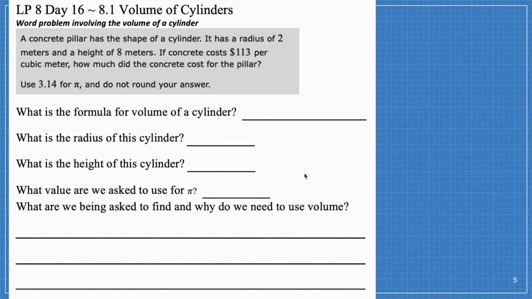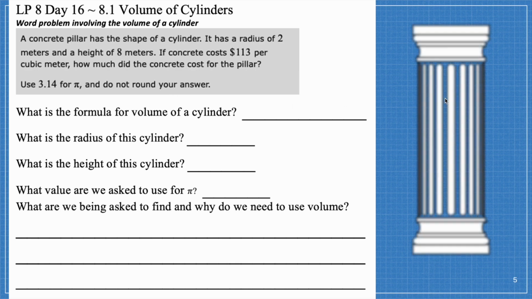All right, so we're going to look at volume of a cylinder again on this one, although it's going to be a word problem this time. A concrete pillar has the shape of a cylinder. It has a radius of 2 meters and a height of 8 meters. If the concrete costs $113 per cubic meter, how much did the concrete cost for the pillar? Use 3.14 for pi and do not round your answer.